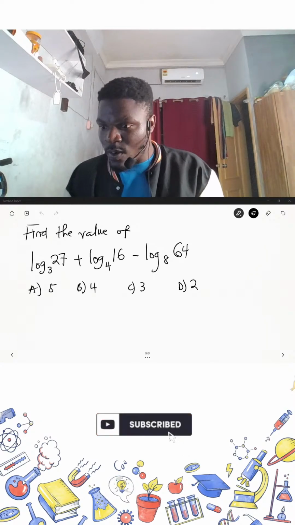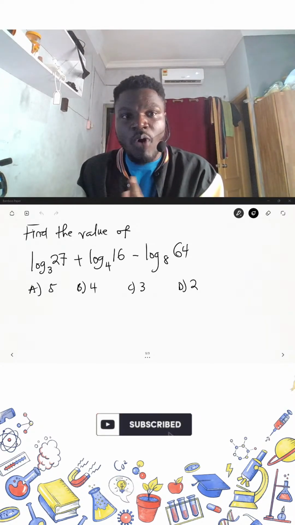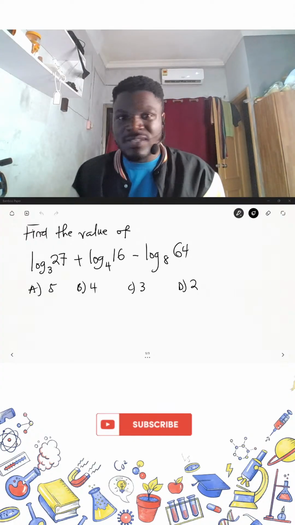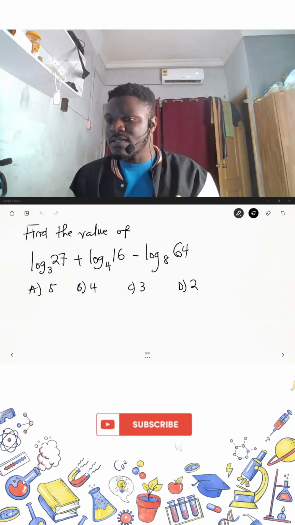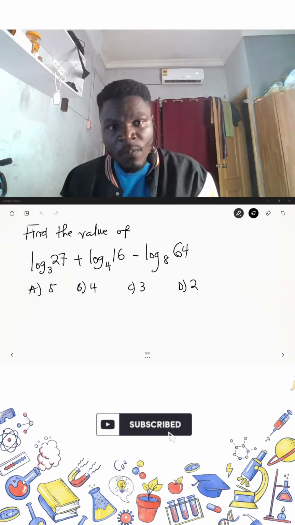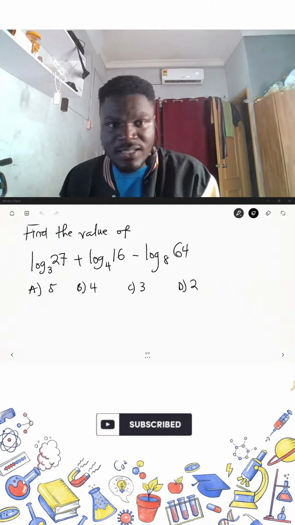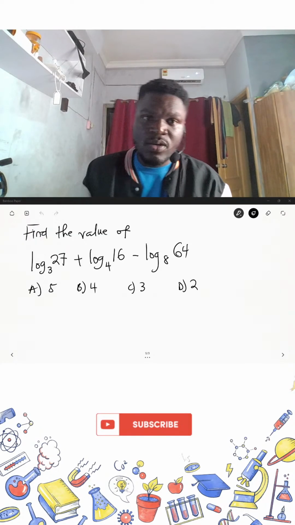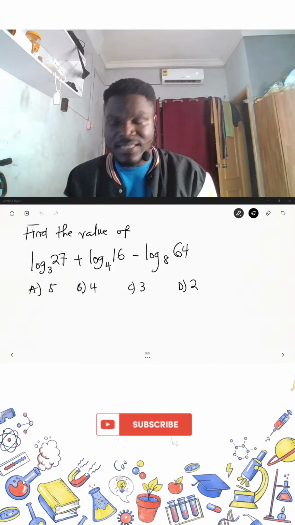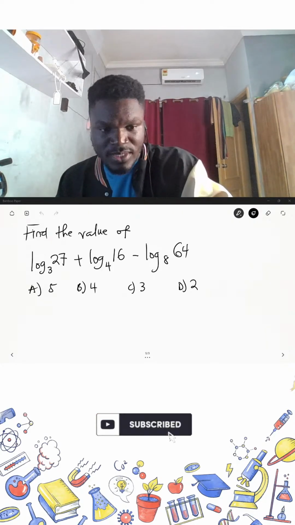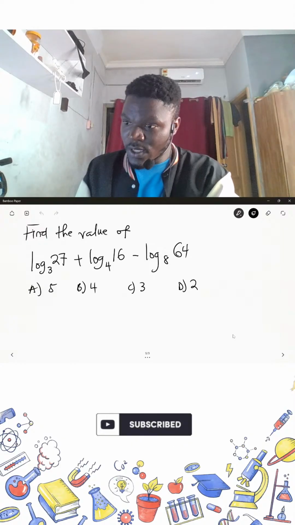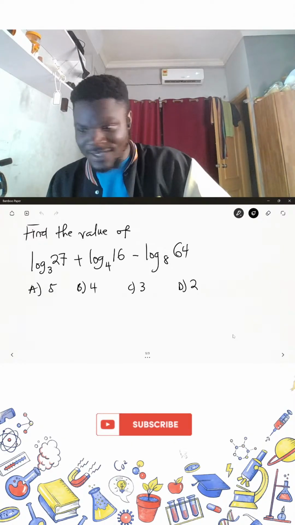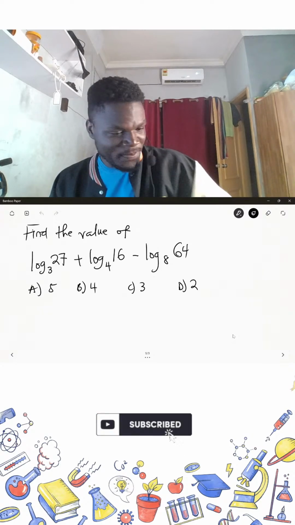We were on this question: find the value of log base 3 of 27 plus log base 4 of 16 minus log base 8 of 64. And then we have our possible answers: A is equal to 5, B is equal to 4, C is equal to 3, and D is equal to 2. So this was the question that we were working on before my streaming software decided to disgrace me a little. But we are back right now.